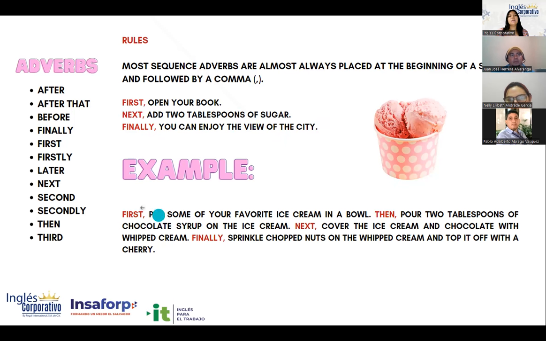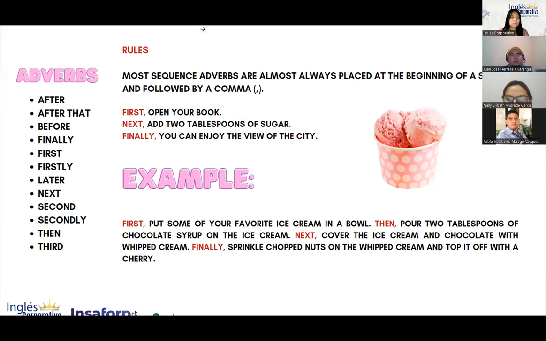And we have an example paragraph, so you can see how to use them. Nelly, can you please help us read this paragraph? Example. First, put some of your favorite ice cream in a bowl. Then pour 2 tablespoons of chocolate syrup on the ice cream. Next, cover the ice cream and chocolate with whipped cream. And finally, sprinkle chopped nuts on the whipped cream and top it off with a cherry.